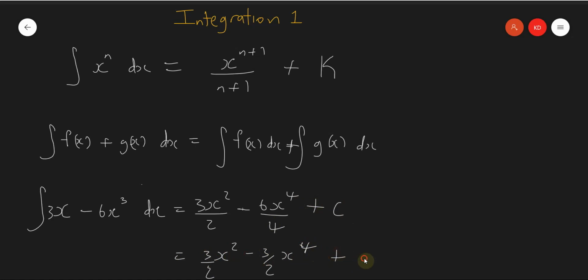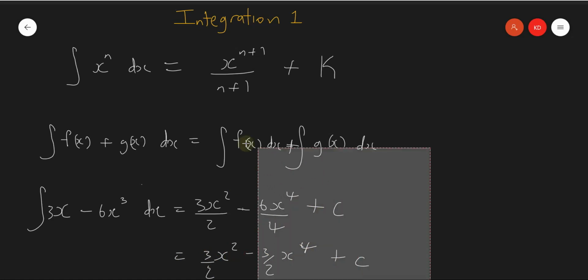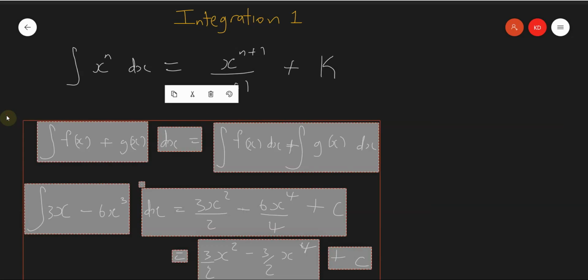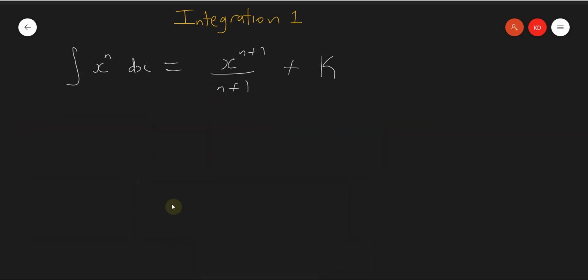And of course, remember your plus C. Now let me write down the integrals of some stuff that you should know. So for instance, the integral of sine x with respect to x, that's negative cos x plus k.